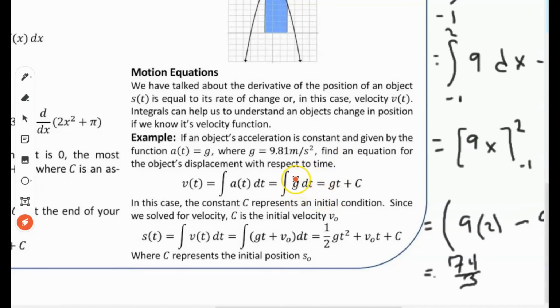All right. Well, g is just a constant. You can imagine having, say, t to the power of 0. So we increase that exponent 0 to 1 and divide by 1. So we just get g times t plus this constant c. Now in physics, that represents your initial condition. So in this case, it'll be our initial velocity.